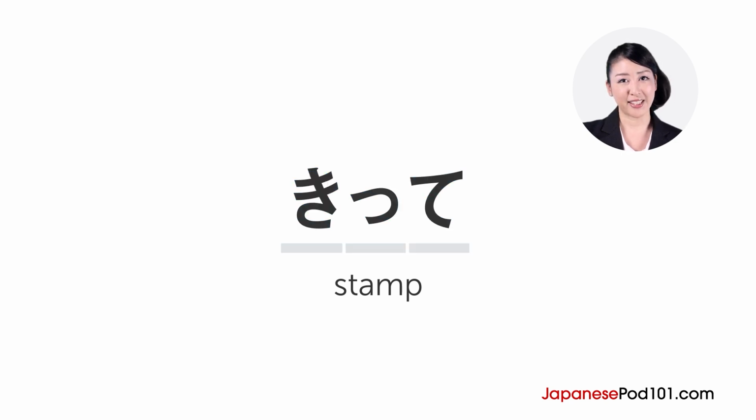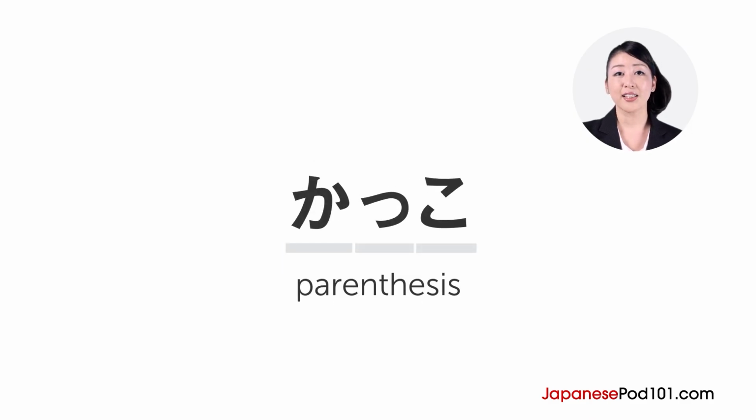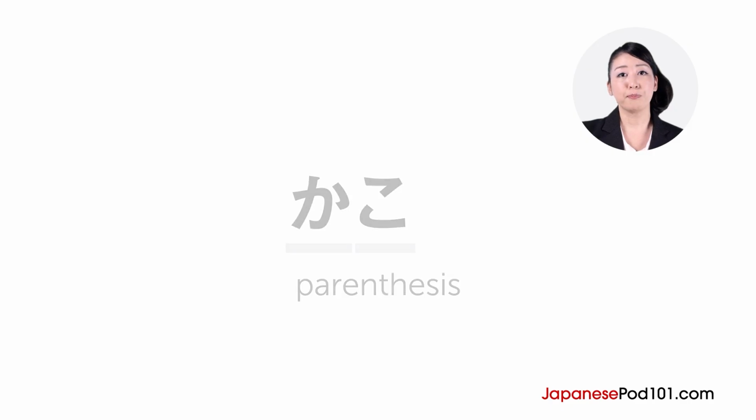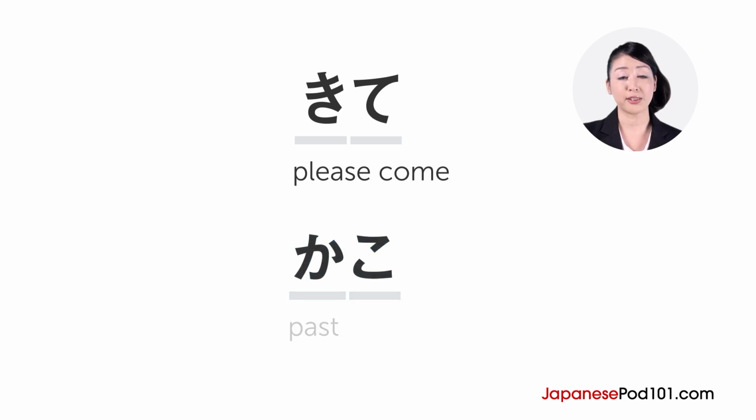Kitte. Let's hear another word. Kakko, parenthesis. Kakko, kakko. Again, the pause needs to take 1 clap. Kakko. But Japanese learners often omit the pause. In both of these cases, not only is the pronunciation incorrect, but the meaning of the words changes. Kite without the pause means please come, and kakko without the pause means past. You'll learn more about this sound in Lesson 9.